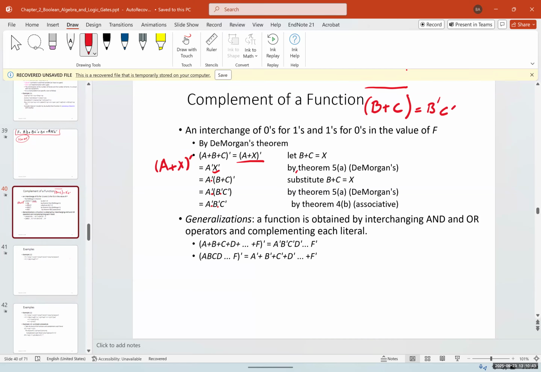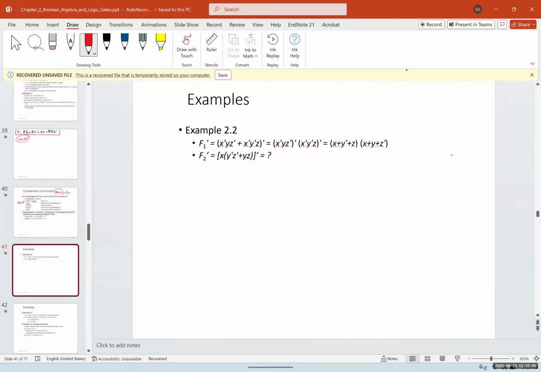Now, let's do some examples together. First example, f1 is equal to x prime y z prime plus x prime y prime z. We want to find f1 prime. So all of that, we want to find its complement.